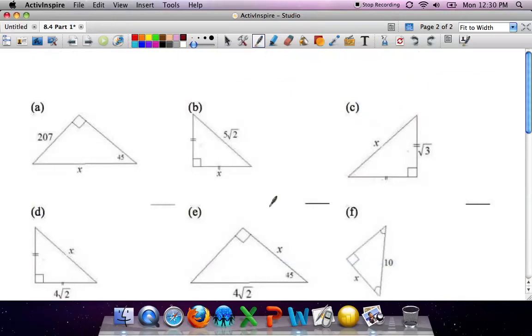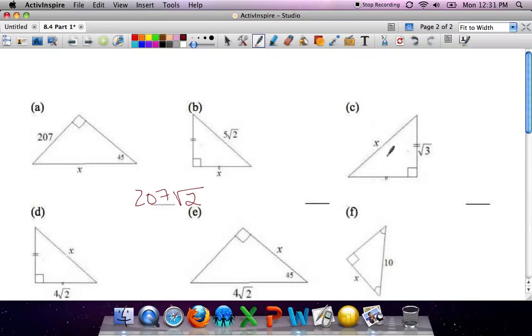Okay, so if you go to the next page, there's some examples, and I'm going to choose a few to do, and then you'll fill in the rest for tonight. If this is an isosceles right triangle, this leg is 207, x has to be 207 root 2. In B, I bet you can tell me what x is in this one. I'm going to leave that because it's pretty straightforward.